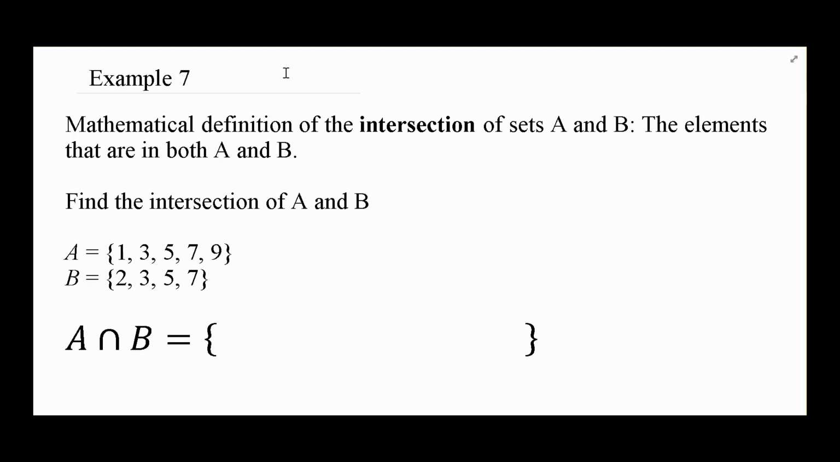So as I'm looking at these, 1 is in A but it's not in B. 2 is in B but not in A. 3 is in both. 5 is in both. 7 is in both. And 9 is in one but not the other. So my actual answer to this is going to be the set of 3, 5, and 7 listed out, and so we use the curly braces.